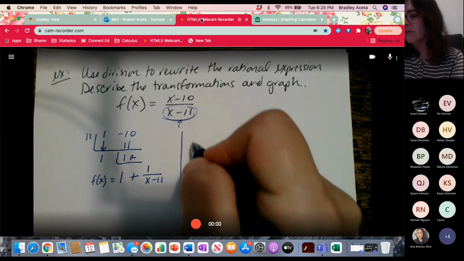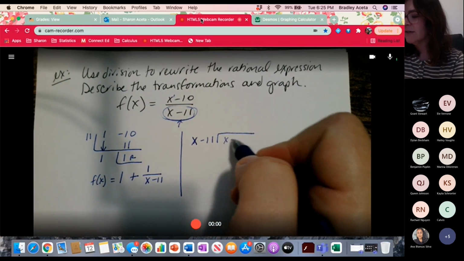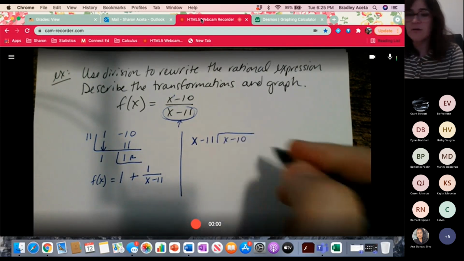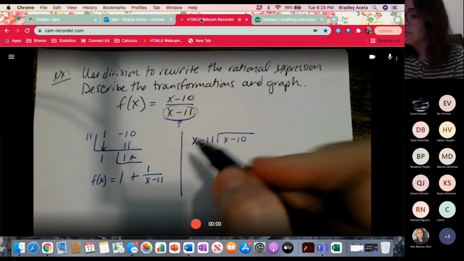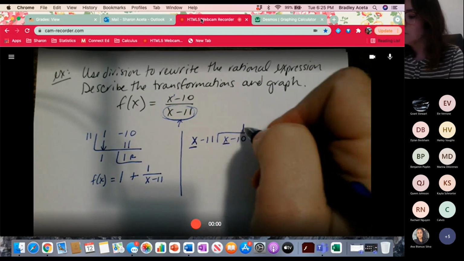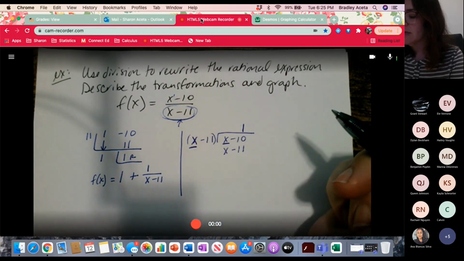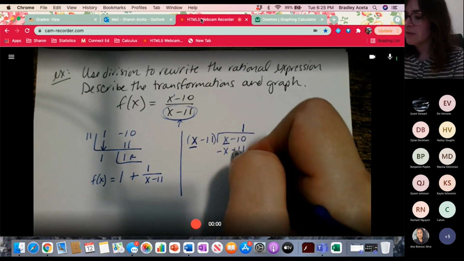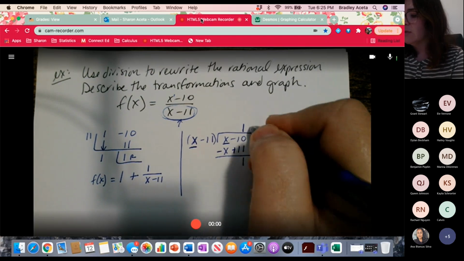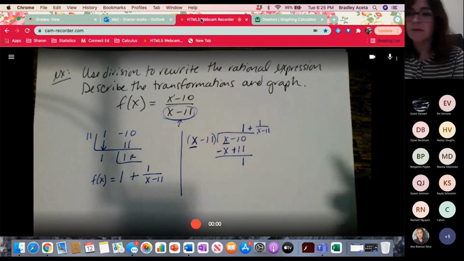I'm going to do it the long division way. So you divide x minus 11 into x minus 10. If you have a third or fourth grader, you know how to do long division. Here's just to refresh you what you do. You say, how does an x become an x? That's pretty easy. You multiply by 1. So take 1 and multiply by this whole quantity, and you get x minus 11. Then you subtract, because that's what you do in long division, and your remainder is 1. And then what you write is 1 plus 1 over x minus 11.